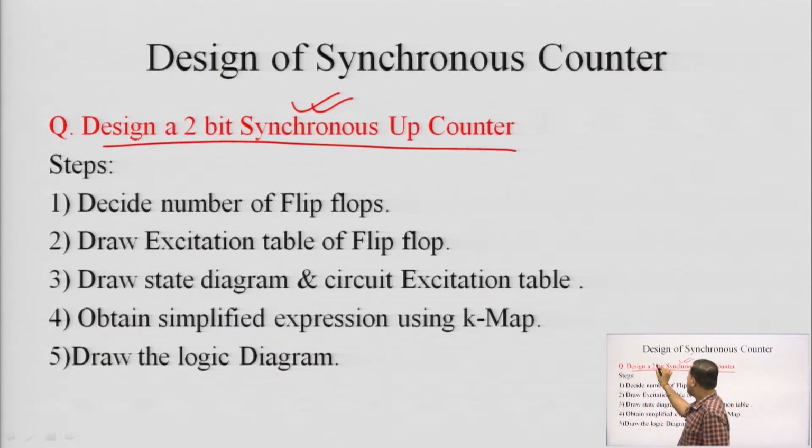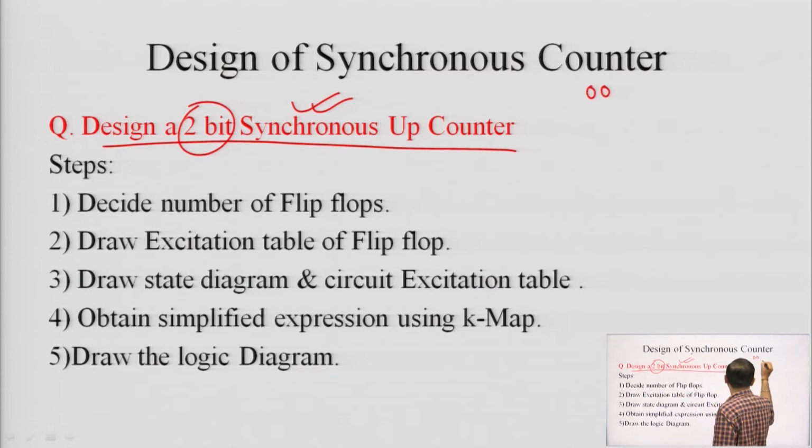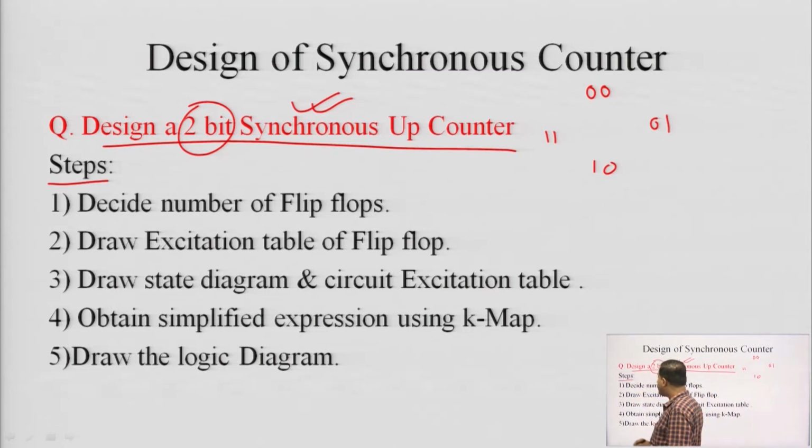And one more thing, 2-bit is very important, meaning 00, 01, 10 and 11. When there are 2 bits, then there are 4 combinations: 00, 01, 10 and 11. So, these 3 things you have to check first of all from the given question, what they are wanting. Now we will go for the steps.